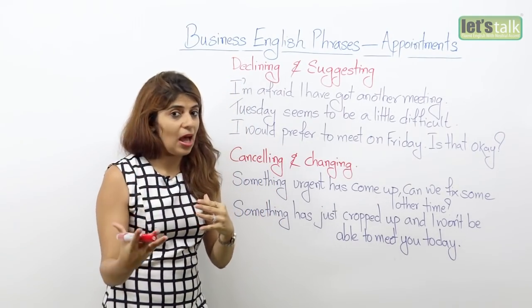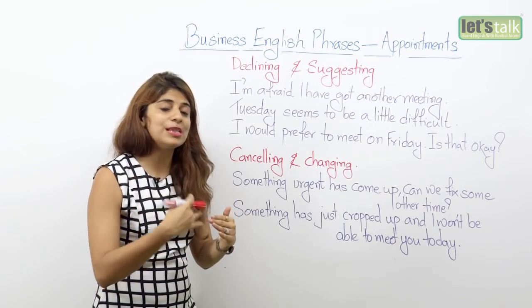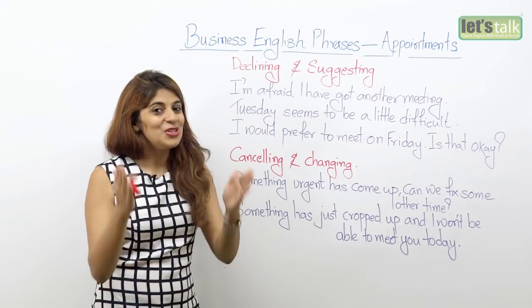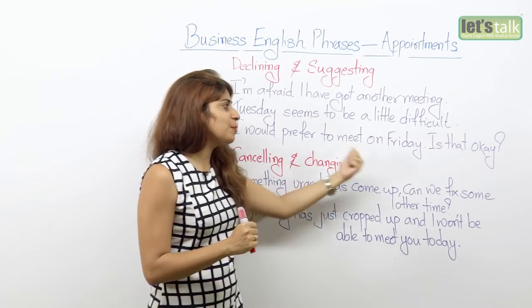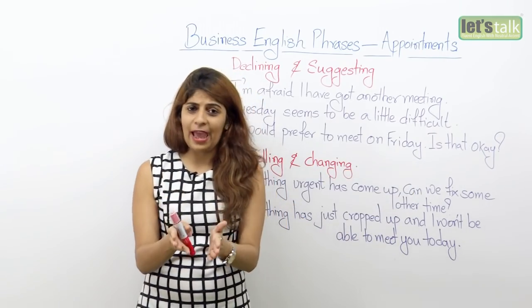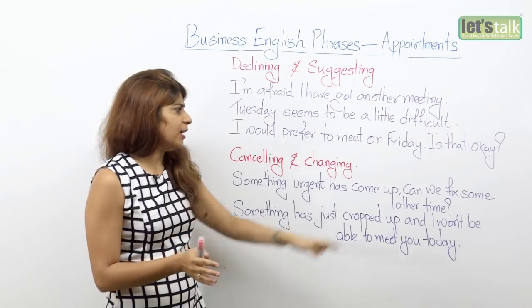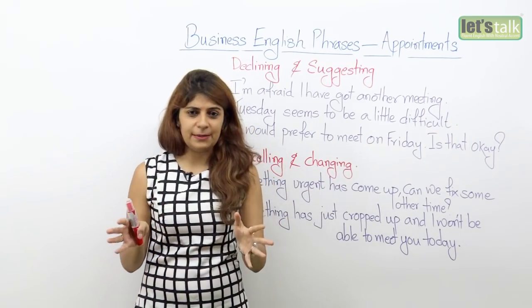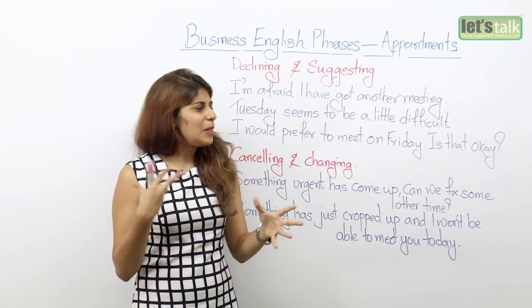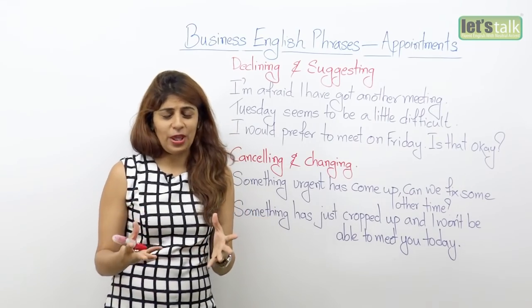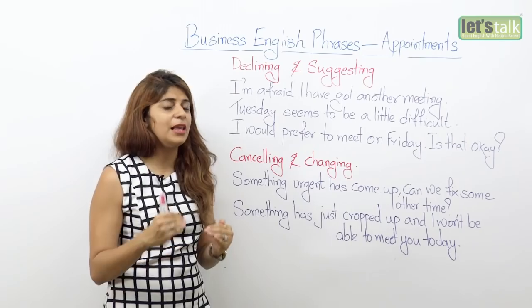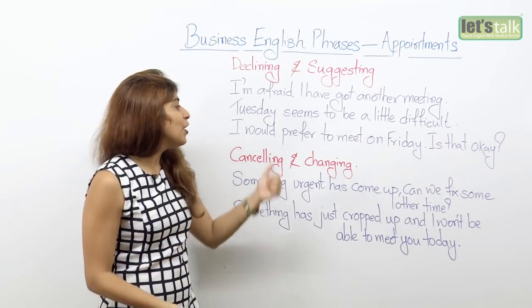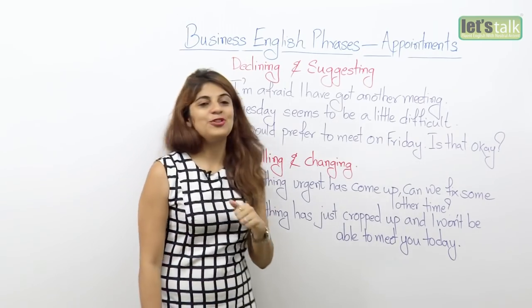But with decline, probably you can also suggest another time. So how do you do that? Well, you would say, I would prefer to meet on Friday. Is that okay? So probably Friday, you're not very busy. It's the last working day of the week and you have time that can be allotted to someone else. So you can say, I would prefer to meet on Friday.